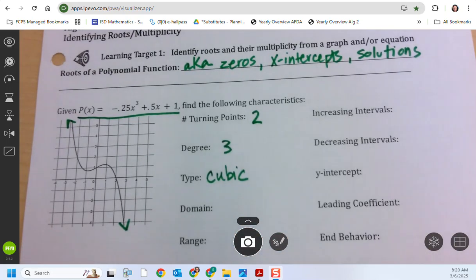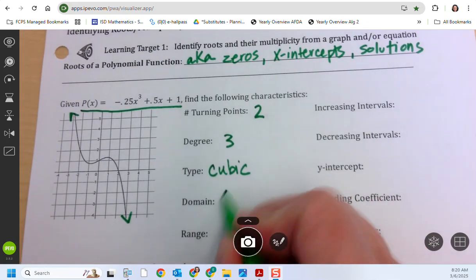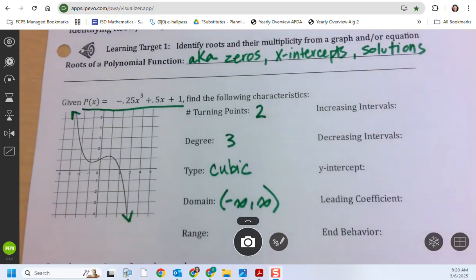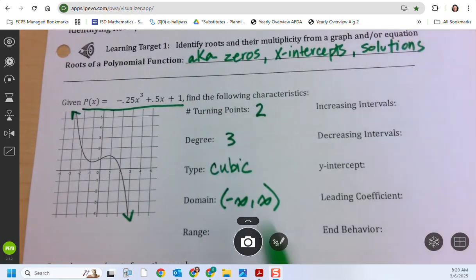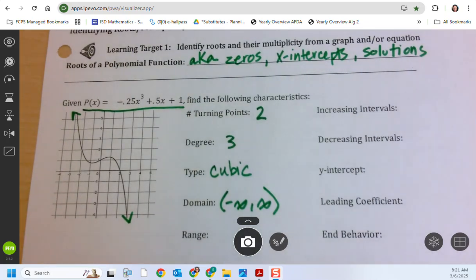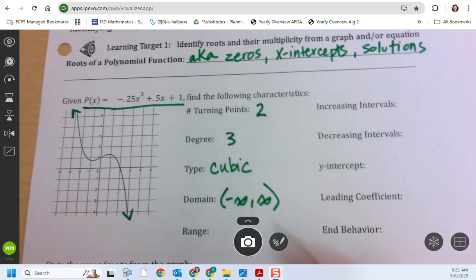And so for a domain, you put negative infinity to infinity, right? And remember that every polynomial will go all the way left and all the way right, so that's always going to be your domain for a polynomial function. The range sometimes is the same and sometimes it's not. It depends, right? If the arrows go the same way, then you might have a minimum point or a maximum point. But when the arrows go opposite directions, then you still have negative infinity all the way to positive infinity.